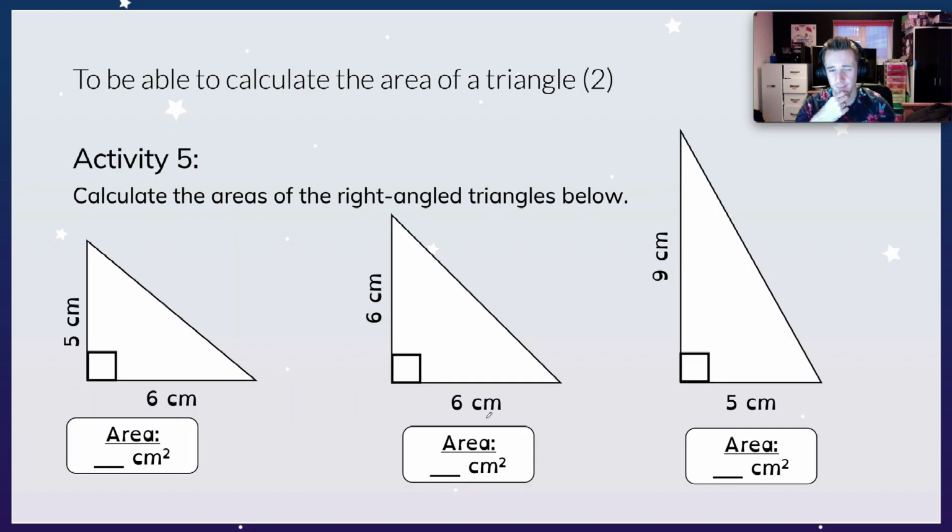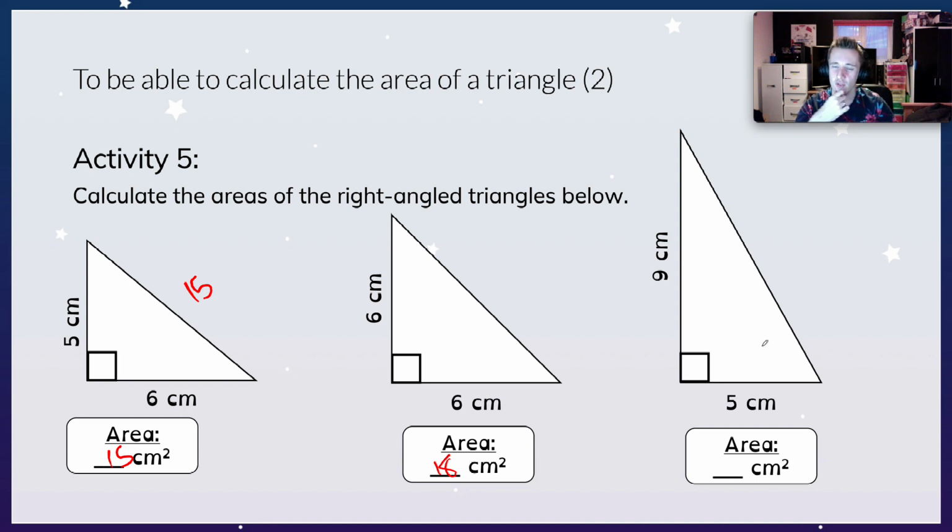Activity 5. Again, we're just finding the areas of triangles, please. Off you go. Okay, we should be able to whistle through these. 5 times 6 is 30. Half of 30 is 15. 6 times 6 is 36. Half the 36 is 18.